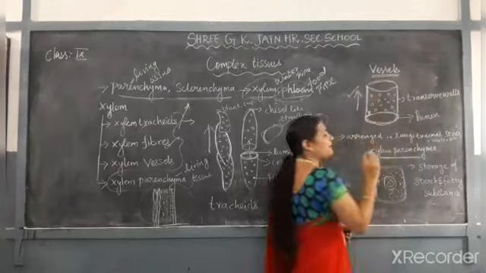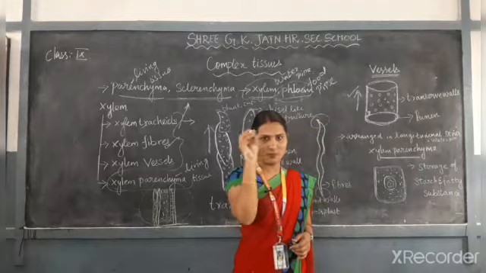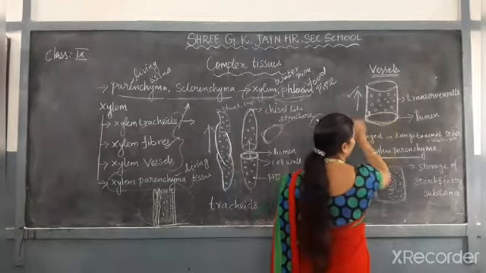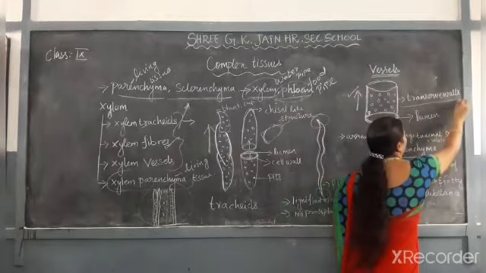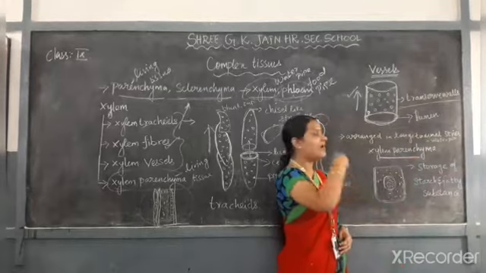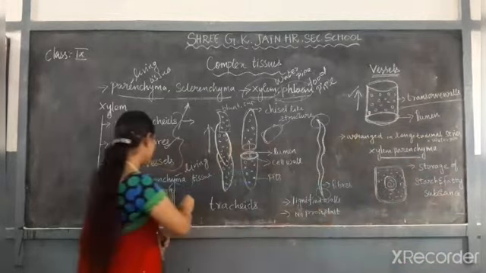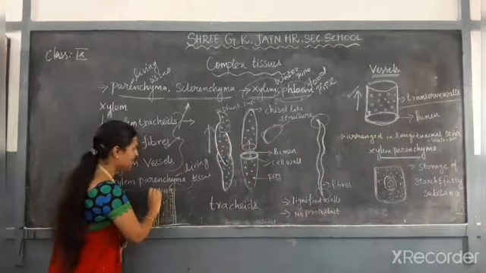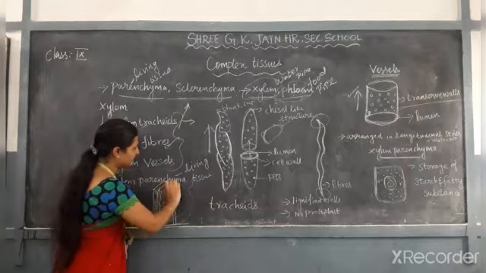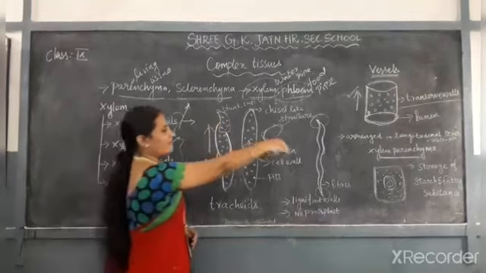These walls are perforated. Perforated means the holes are present in the lateral walls, and you can see the partition walls also in the vessel. Through the transverse walls only, the water gets transported to the neighboring cells. And the last thing: this is the trachea we have discussed, this is a fiber, this is a vessel, and the fourth one is xylem parenchyma.